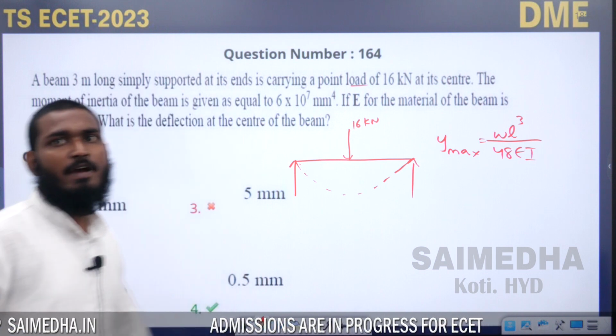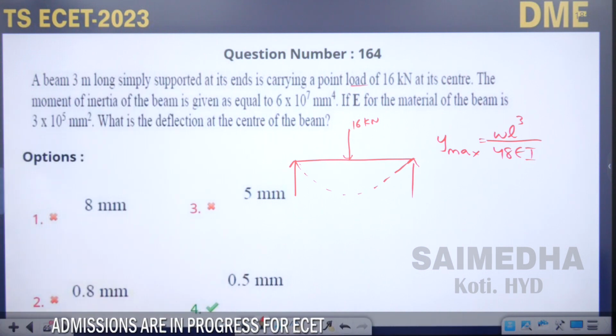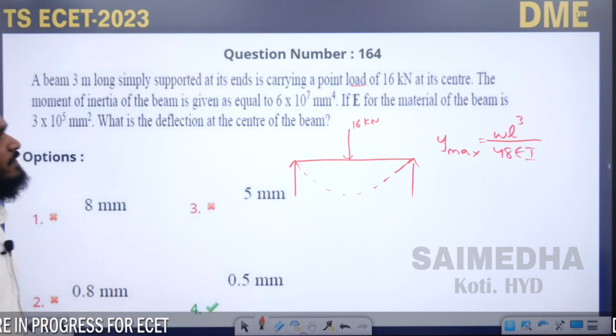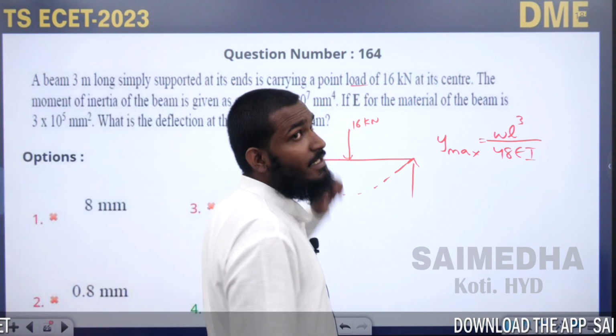Okay. Now let us check the values we have. What is the value of W? It is 16, but it is given in kilonewtons.